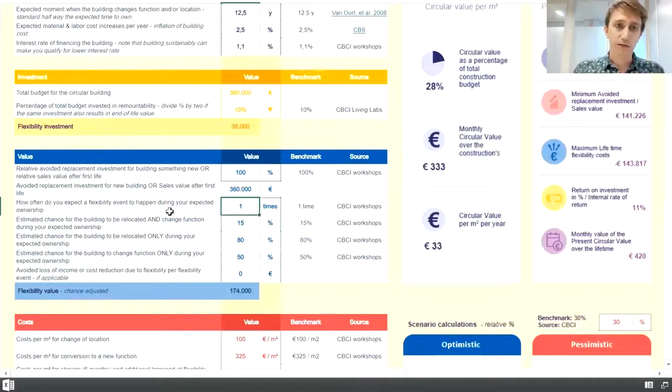In this case, we expect one flexibility event to happen. So we move it only once over the course of our ownership, which is expected to be 25 years. You can adjust it if you like. And we estimate chances here.